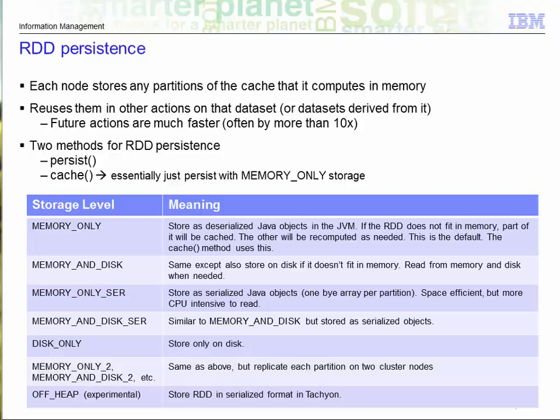There's also the option to replicate each partition on 2 cluster nodes. Finally, there is an experimental storage level storing the serialized object in Tachyon. This level reduces garbage collection overhead and allows the executors to be smaller and to share a pool of memory. You can read more about this on Spark's website.